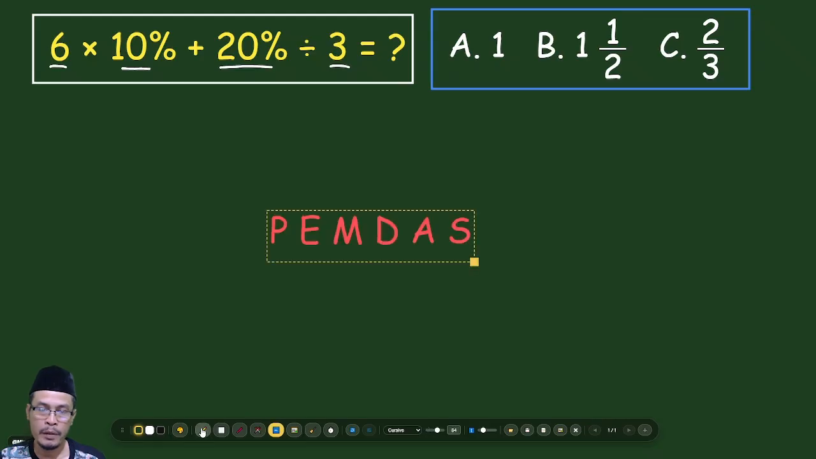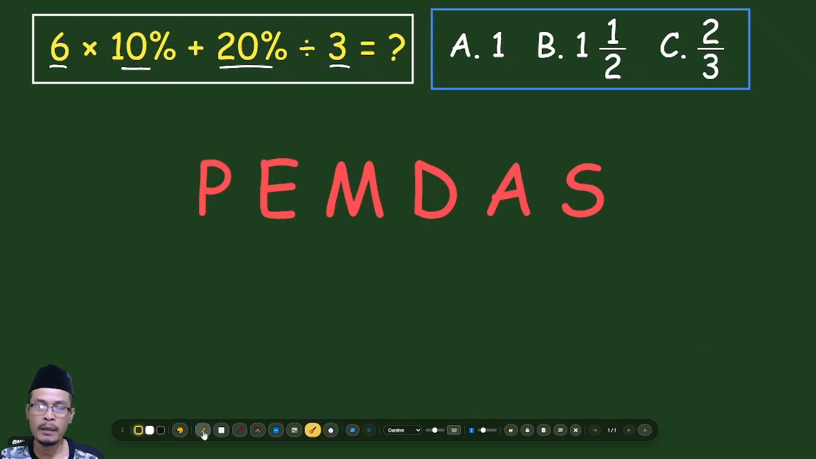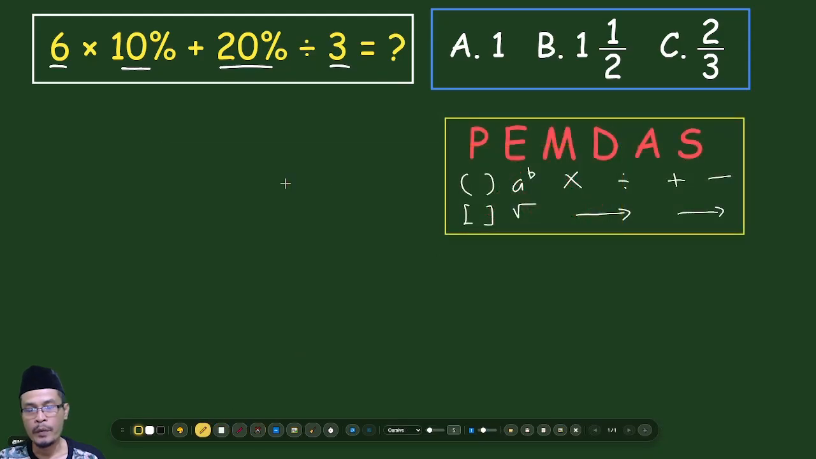To solve this, you have to know the order of operations rule in math. In this video, we use the PEMDAS rule. Parentheses, exponent, multiplication and division, equal rank, left to right, addition and subtraction. In our problem, no parentheses, no exponents. So multiplication and division go first, left to right. The addition waits until the end.